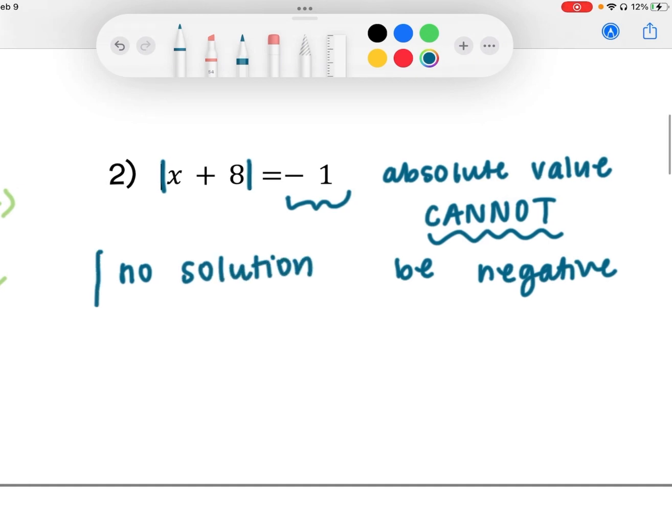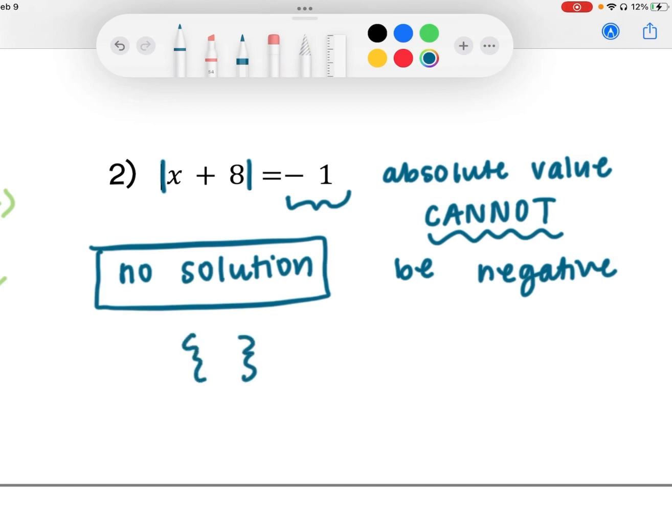There's no x value that you can plug in that will give you a negative number. So we say no solution. You might also see this, which is just known as the empty set, like there's nothing written in those curly brackets. That just means no solution as well.